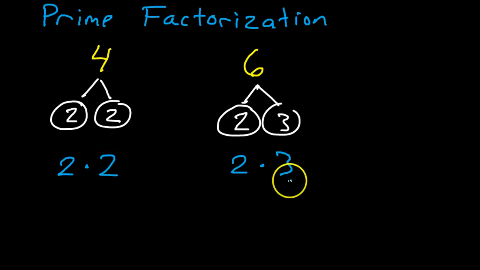Now, if you look at the prime factorization, it's easier to see how to make both of these be the same. Okay? In fact, I see this 2 times 2. This is 2 squared. Okay, so we'll write the prime factorization this way. So I have 2 squared, and I have 2 times 3.